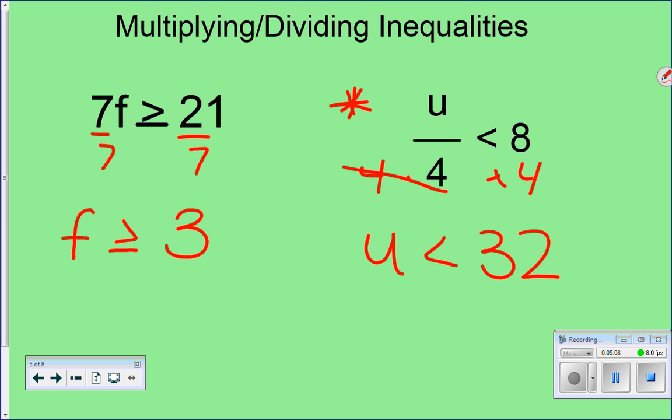So there's a lot of things u could be. You could be 30, you could be 29, 28, 27, 26, 25, 24, 23, 22, 21. Negatives, definitely. Fairly simple so far. It is simple because you already know how to solve an equation, and it's the same thing.